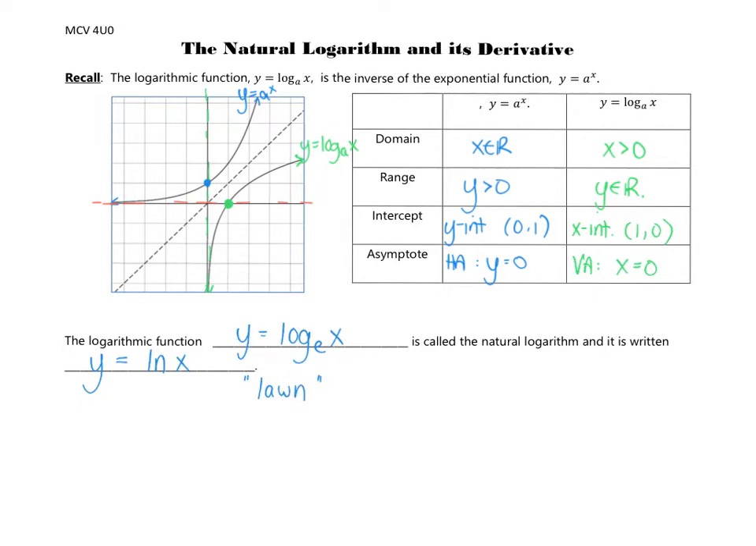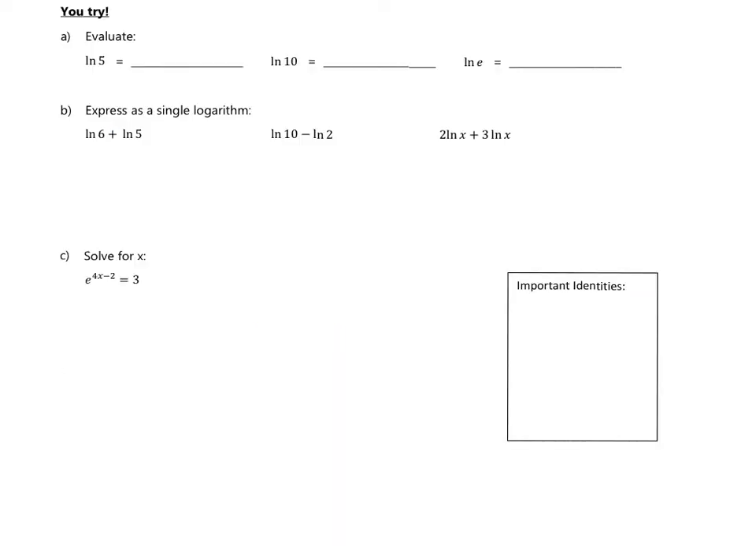I'd like you to go ahead and find that button on your calculator. Once you've found it, just punch in these things and make sure you can use that button. For ln 5, you should get approximately 1.6. For ln 10, you should get approximately 2.3. And ln e, you should get 1.